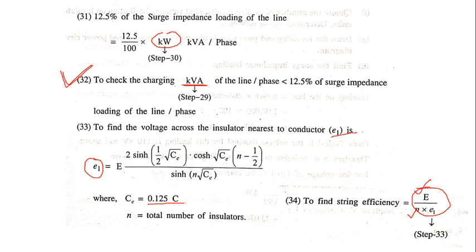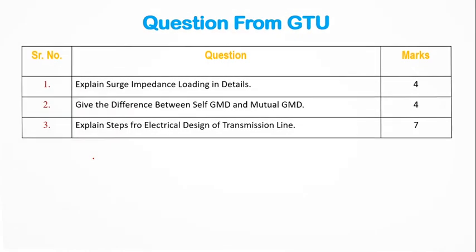So these are the total 33 steps for the design of an electrical transmission line. Okay, in the next video lecture we are going to see a simple example of designing the transmission line.